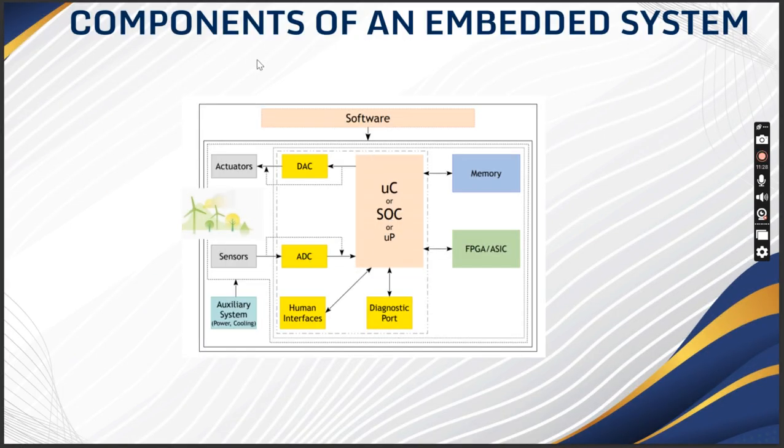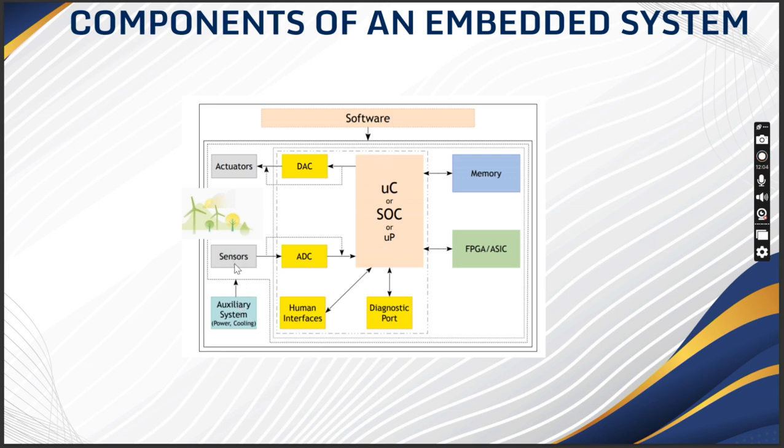Okay, next we go through the main important topic, that is the components of an embedded system. These are the microcontroller, system on chip, microprocessor. This is the main component. It is also called the brain of the system. It processes the data and makes the decisions.